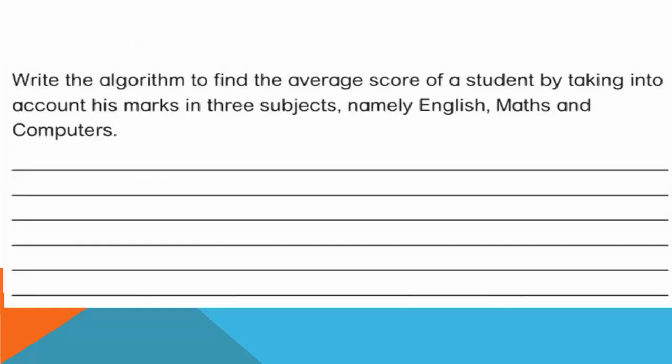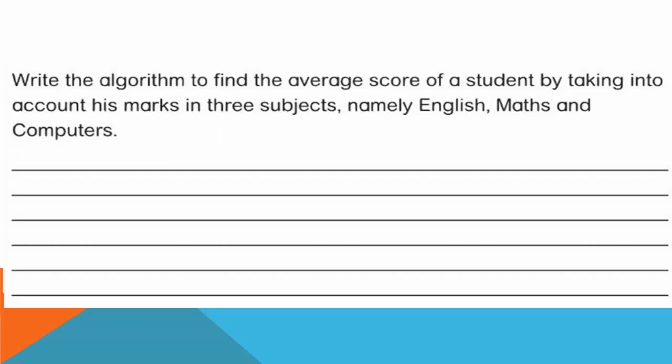So let us go to the question and answer part. The first question in the last part of the chapter is, write the algorithm to find the average score of a student by taking into account his marks in 3 subjects, namely English, Maths and Computers. Now see, there are many ways you can write an algorithm of the same thing. We have learned this in our previous video, that to solve the same problem we can go through different pathways. That means we can write different algorithms to solve the same problem.